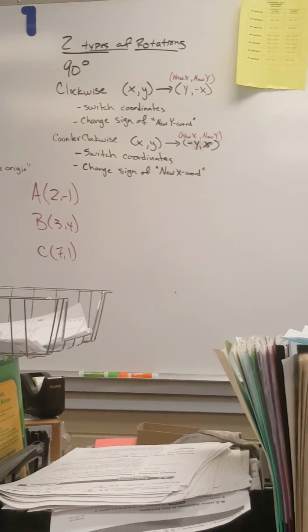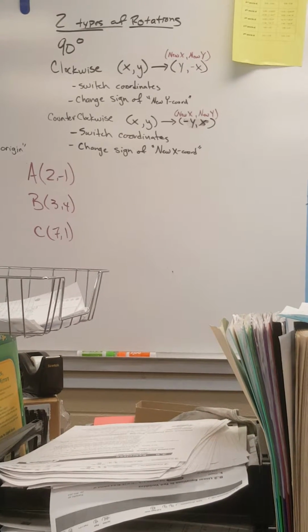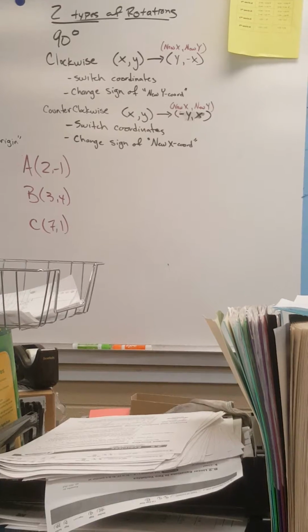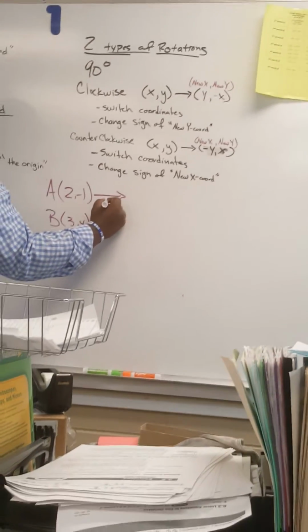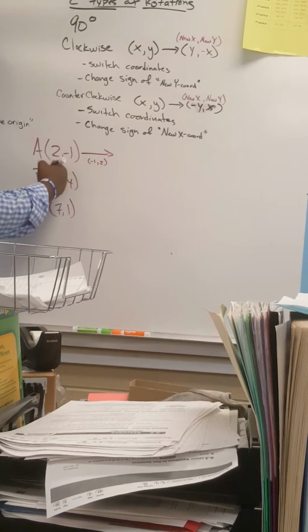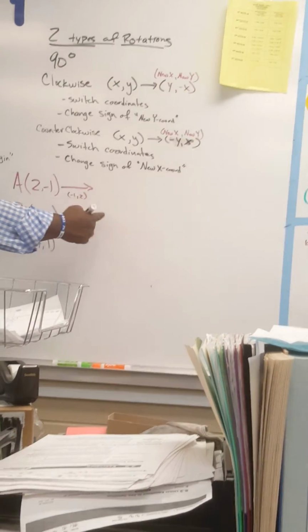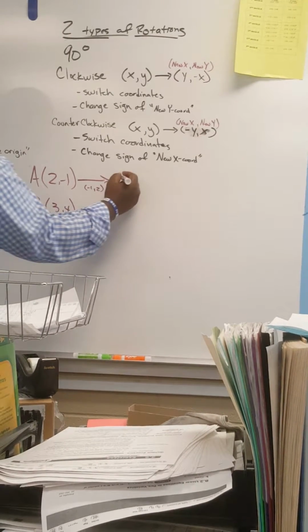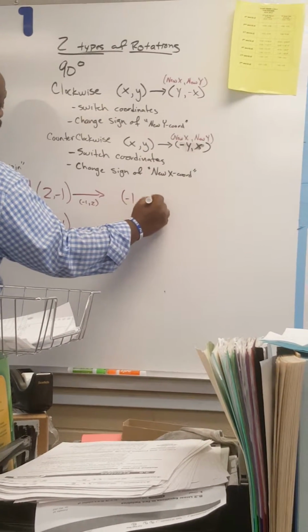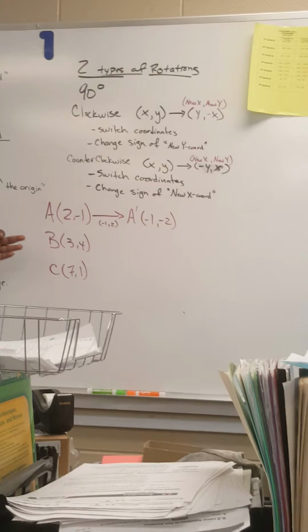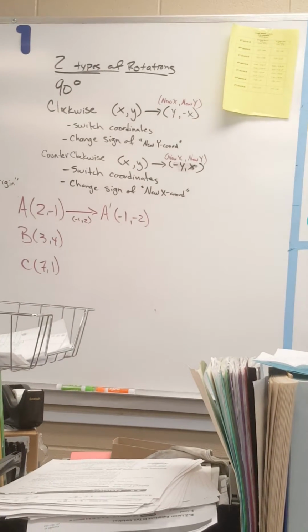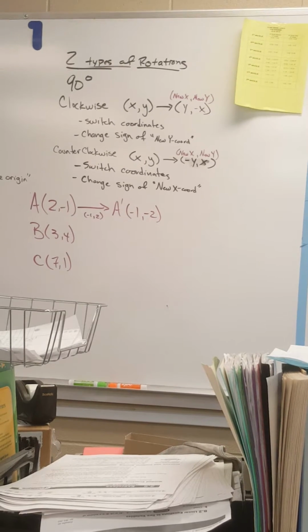Because I'm doing the 90-degree clockwise rotation, what's the first thing I need to do? Switch coordinates. When I switch, I get 2, 1. My new point is called A prime: negative 1... I mean, 2, negative 1. Why is it negative 1? Because you change the sign of the new Y coordinate.